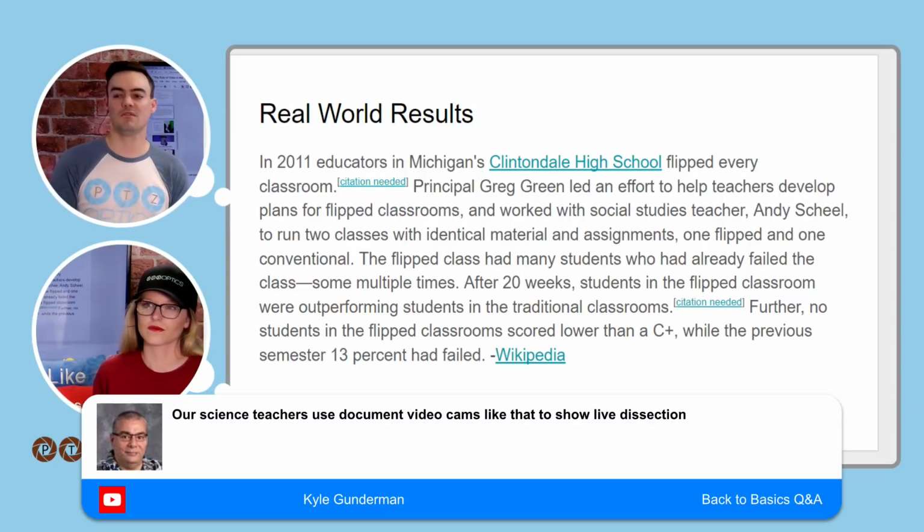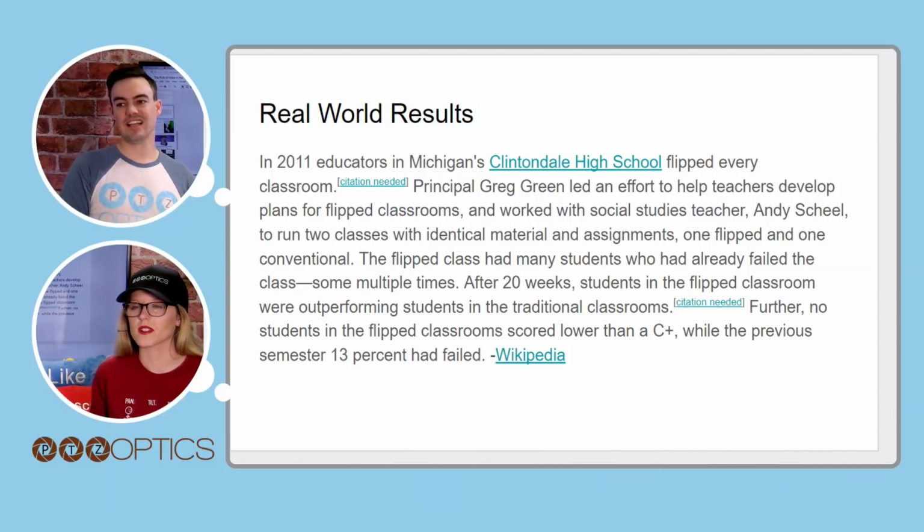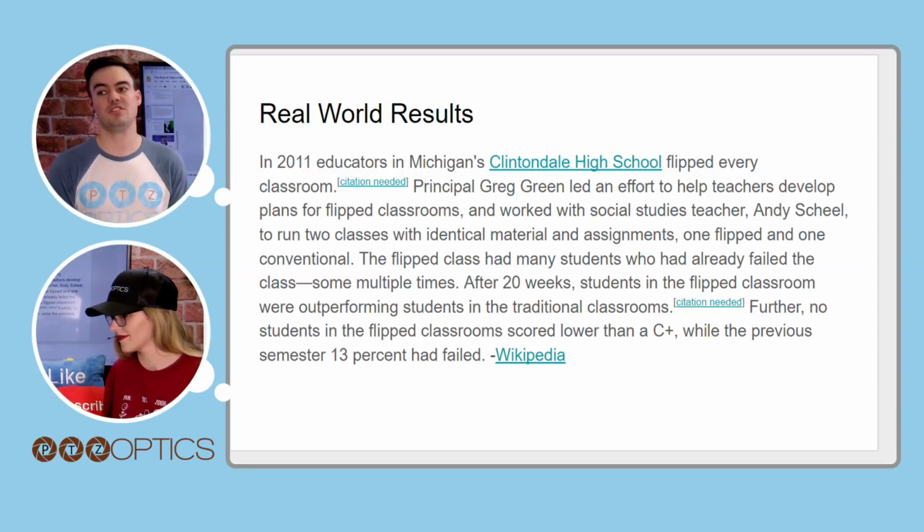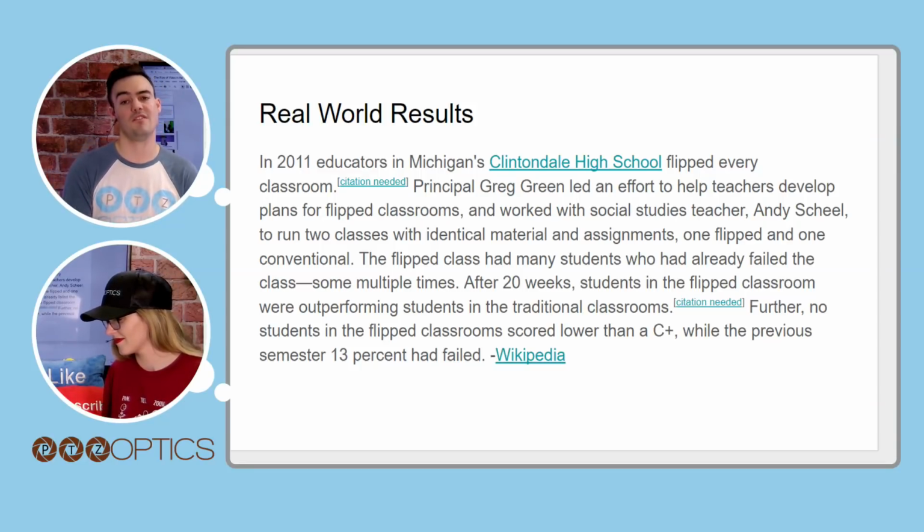But here's some real world results for you, Ted. In 2011, educators in Michigan, this is the Clintondale High School, flipped every classroom. Principal Greg Green led an effort to help teachers develop plans for flipped classrooms and worked with the social studies teacher, Andy Schill, to run 2 classes with identical material and assignments, one flipped and one conventional.